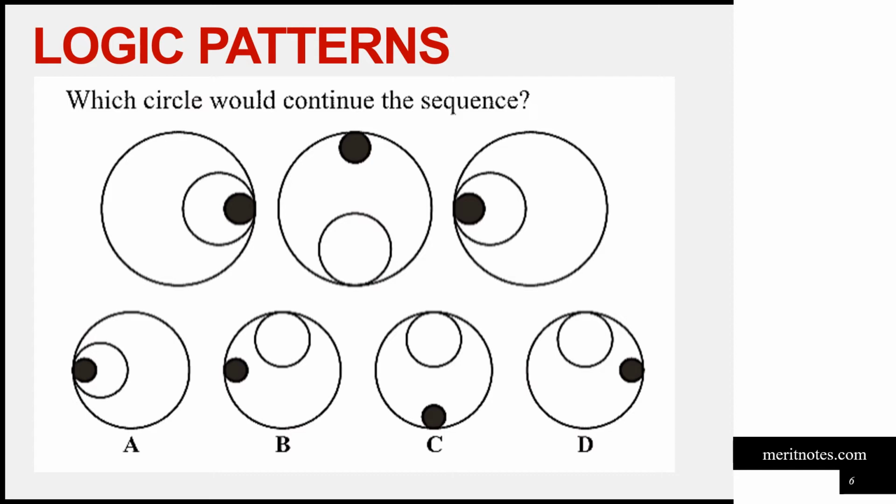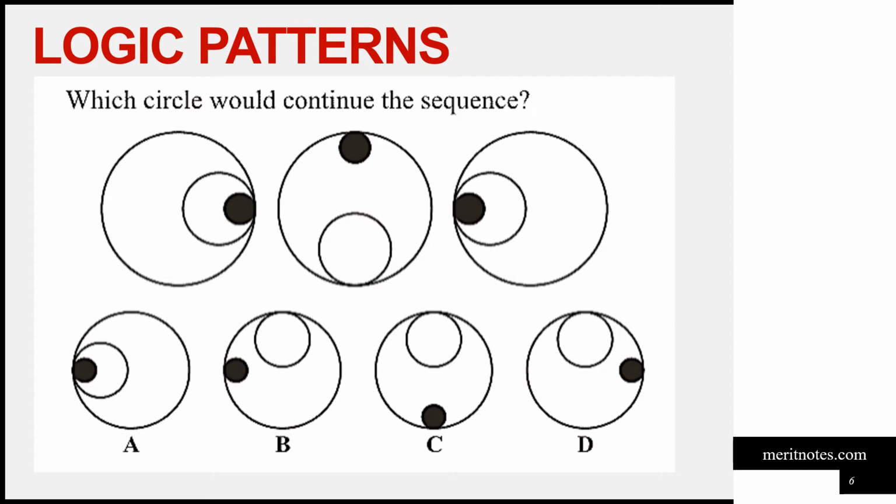For this one, which circle would continue the sequence? As you can see, there are three given sets of circles, and our challenge is to identify which would be the fourth circle among the choices in A, B, C, and D. Now, let us try to examine.